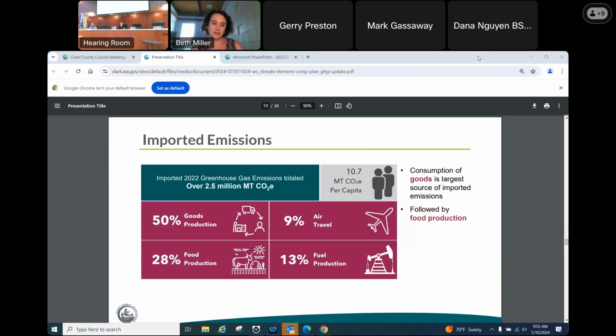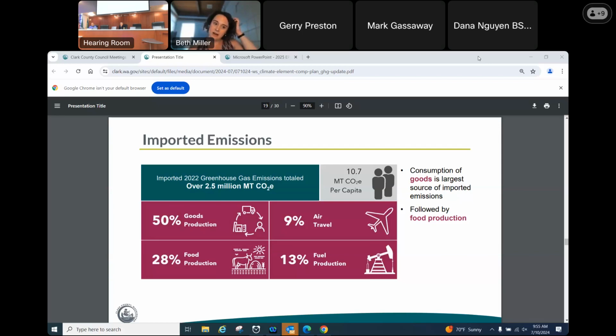And so that's just the scope 1 emissions. Now, if we think about the things that Clark County uses that are produced elsewhere, so someone else has made these emissions on your behalf. So all the goods produced, the food produced, air travel outside of the community, and all the production of all the fuel that you burn comes to quite a bit more. So that is 2.5 million metric tons of CO2e, and that's 10 metric tons CO2e per capita.